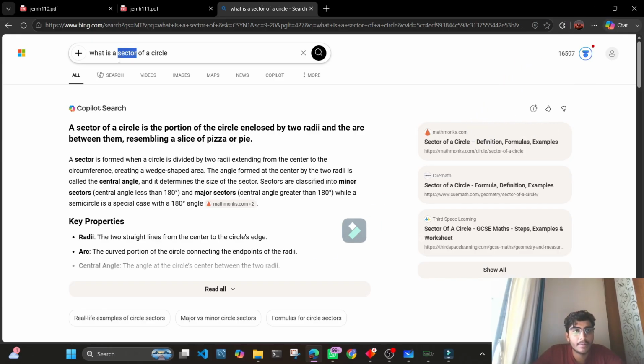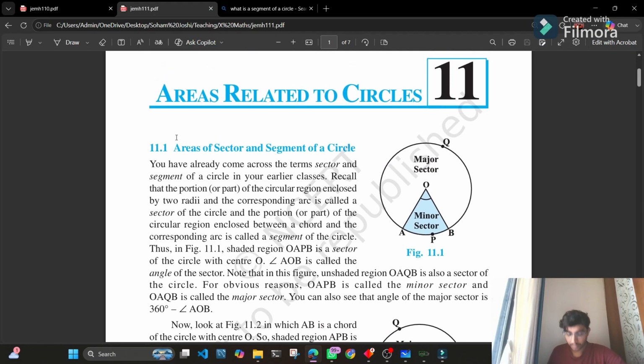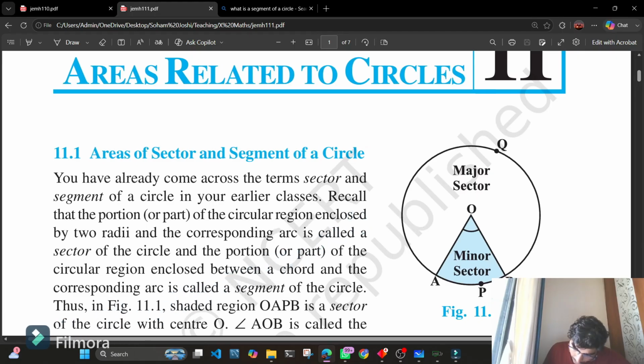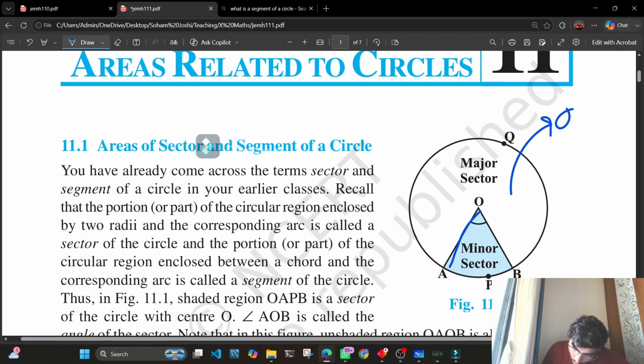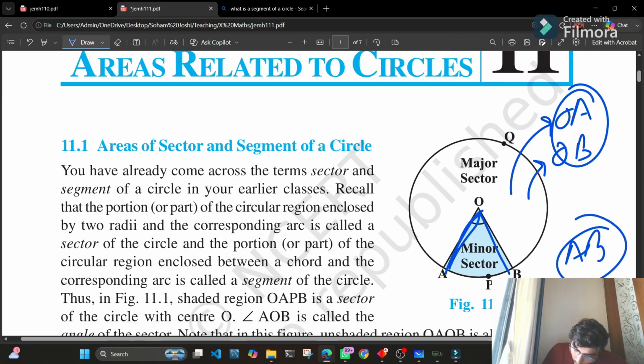And what is a segment? A segment of a circle is the region bounded by a chord and the arc that connects the endpoints of the chord. Okay, so basically, for a circle, if I draw two radii to the circle, my two radii are OA and OB. The area enclosed between OA and OB, and I have also my arc that is AB, so the area enclosed between OA, OB and AB is called the sector.